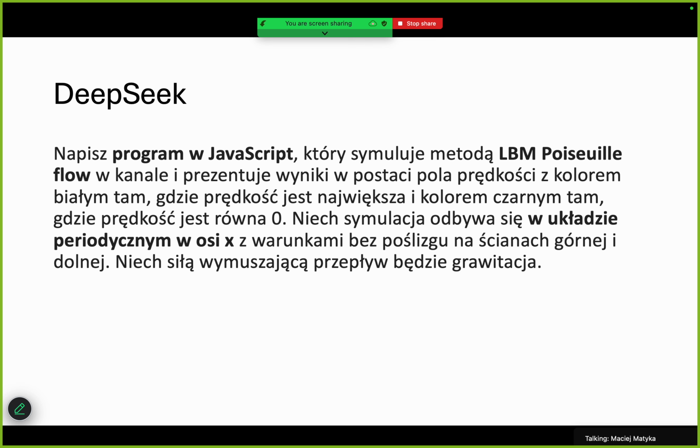So that was my first DeepSeek guess. I was trying to write a program that simulates the lattice-Boltzmann method. And that was my initial guess how to do it. Okay, it was not okay.